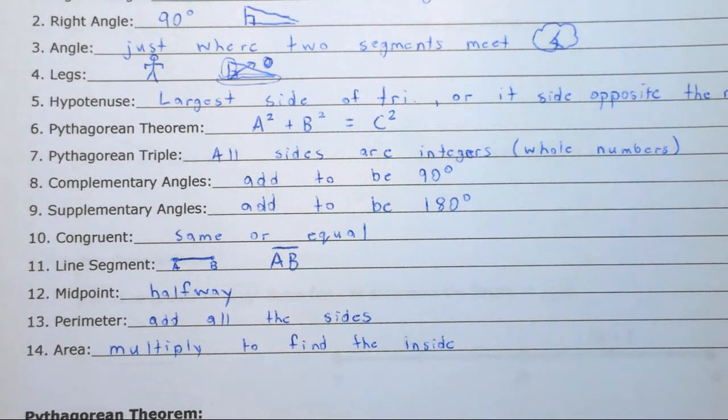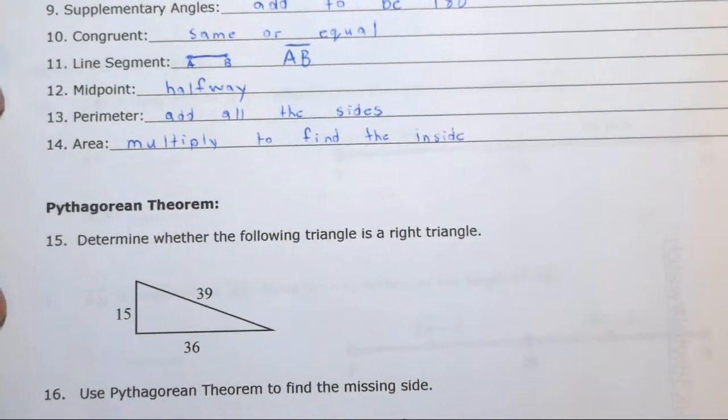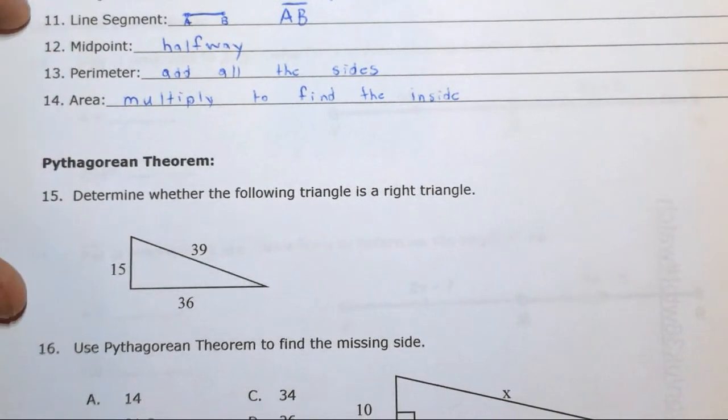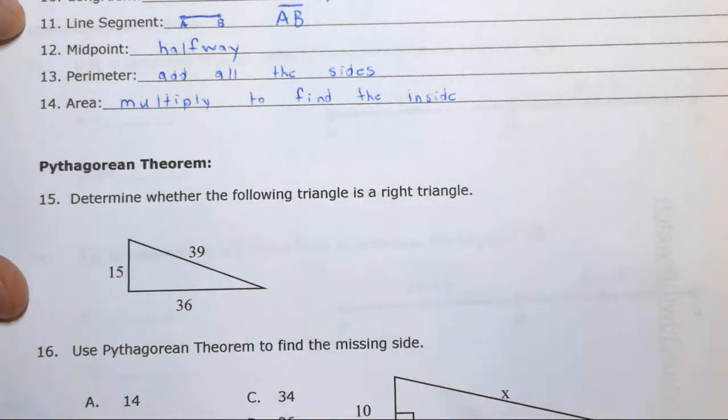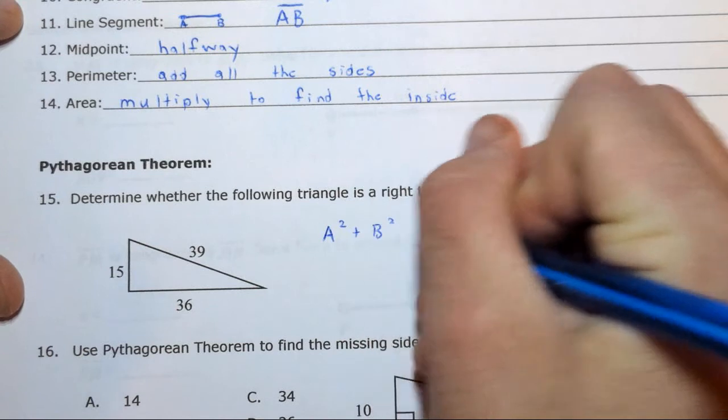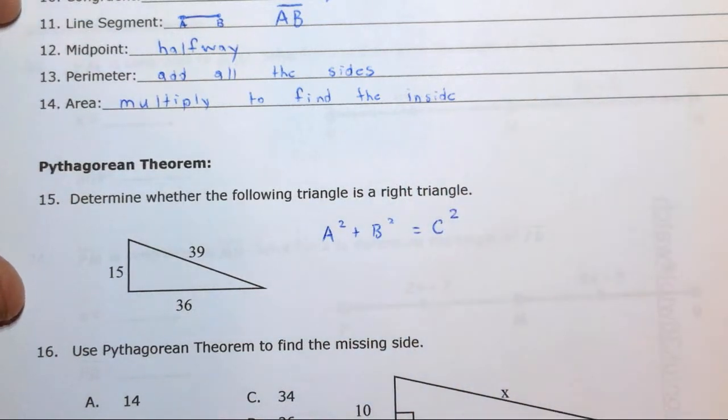Whatever. Alrighty, let's get on to the actual problems. This first section is Pythagorean theorem. Determine whether the following triangle is a right triangle. Well, if I want to find out if this is a right triangle, I start with a squared plus b squared is equal to c squared. Really, the important part is finding out what your c is, because it doesn't matter what your a and b are, and they can flip all the time.